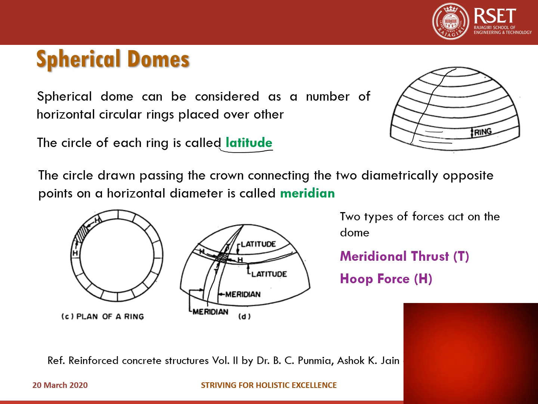There are two types of forces that act on a dome. One is the meridional thrust, which acts along the meridian direction. It is shown here and represented as T. The second is the hoop force, which is along the latitude direction. This is represented by H. Meridional thrust and hoop force.